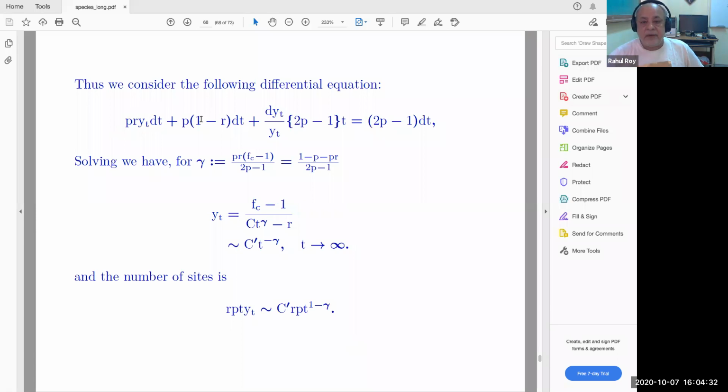Thus we have this differential equation. And if we solve this for gamma, this quantity, which is 1 minus p minus pr over 2p minus 1, and yt comes out to be this, fc minus 1 over c to the t to the gamma minus r, or it's of the order of t to the power minus gamma, as you can see from here. And the number of sites, which is RPTYT. RP, remember, this is the mutant, so each mutant brings its own site. So RPTYT is of this order.